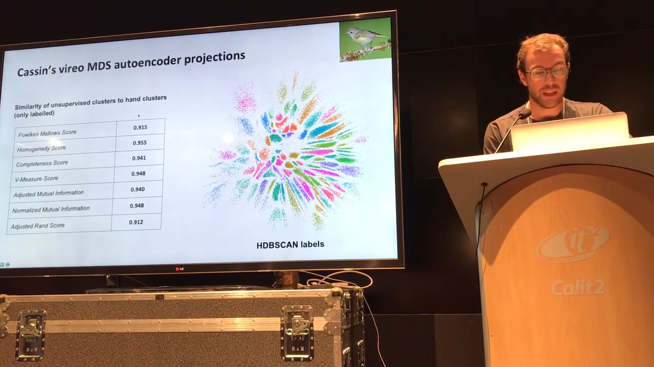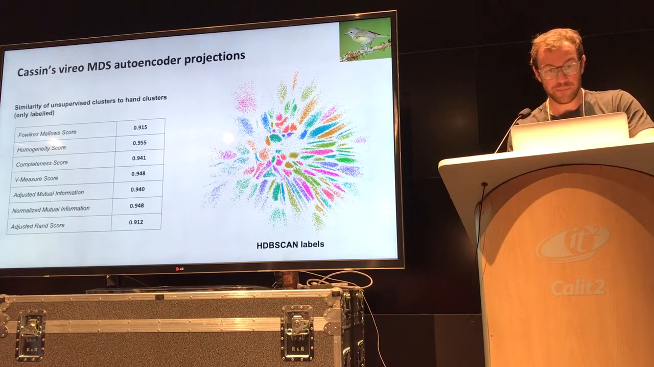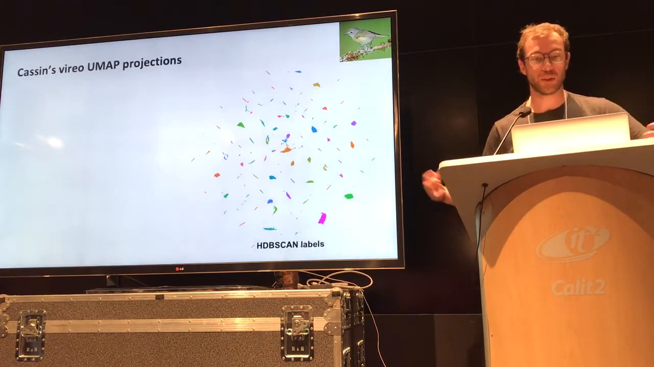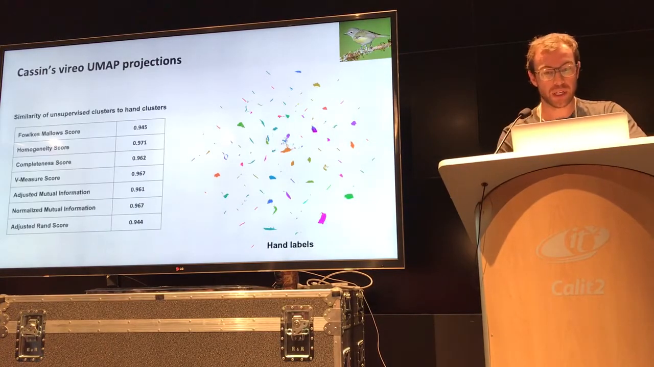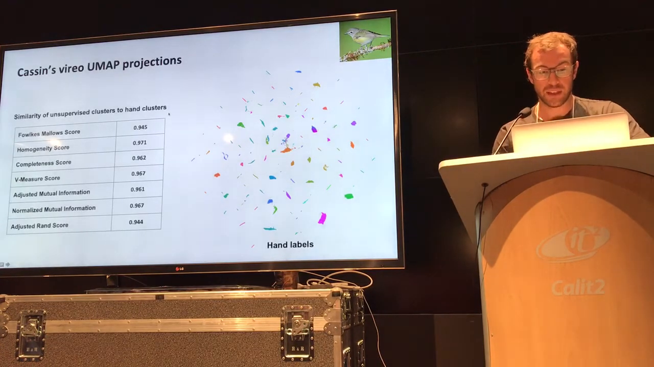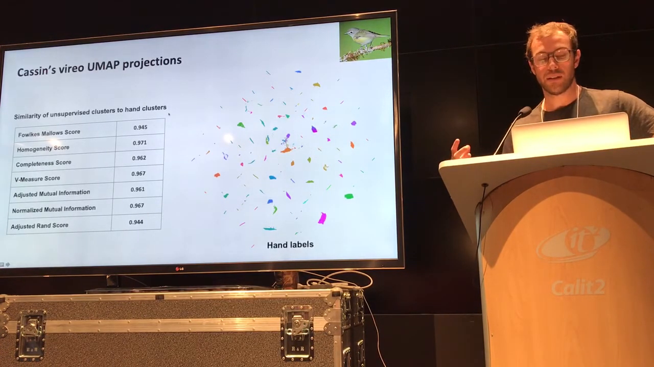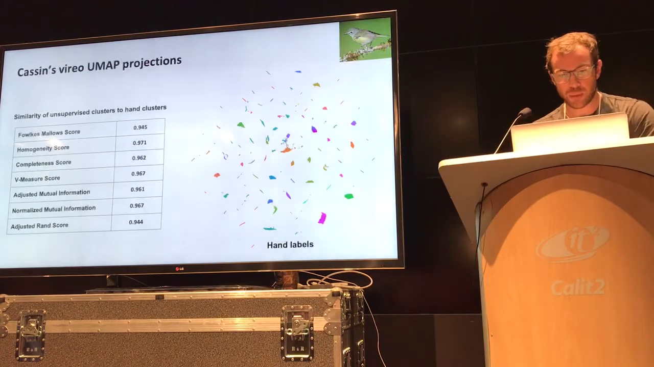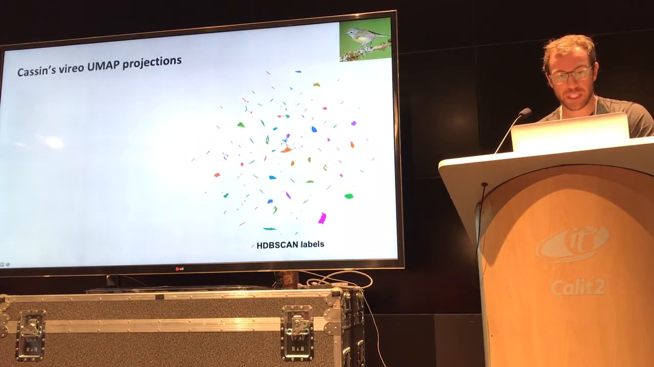And what you see is that they're very similar, basically. And if we do the same thing with UMAP, which was again the more clusterable latent space, we get an even better kind of similarity. So the similarity between the UMAP and the HDBSCAN labels, the automated labels, and the hand labels is very high. So you can see if I go back and forth that there's a lot of overlap between these two things.